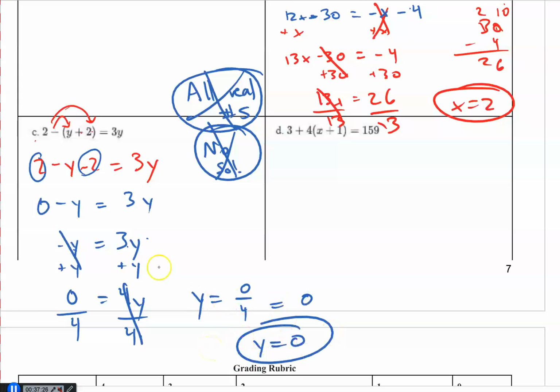Makes sense, right? Because if you plug in 0, that's 2 minus 2, because that's 0. 0 plus 2 is 2. 2 minus 2, so that'd be 0. And on the right side, 3 times 0 is 0. So it works. Make sure you do D, make sure you do A.